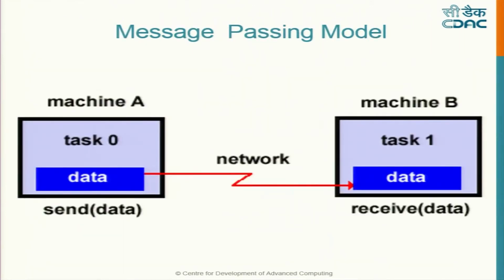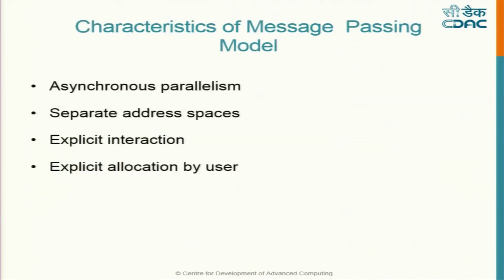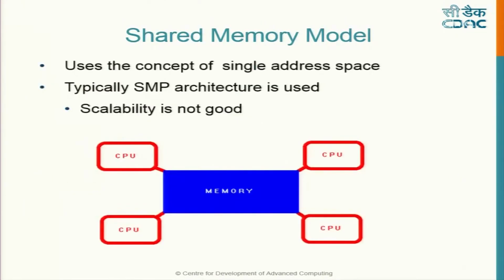Whereas in the message passing model, this is one node, this is another node, and this is your InfiniBand network. There has to be a process called send here, and a process called receive here. Only then can they talk to each other. So here you have asynchronous parallelism, meaning you have to explicitly send the data. The interaction has to be explicit. The address spaces are separate. In the previous case, there was a single memory which was shared. That is not the case here.